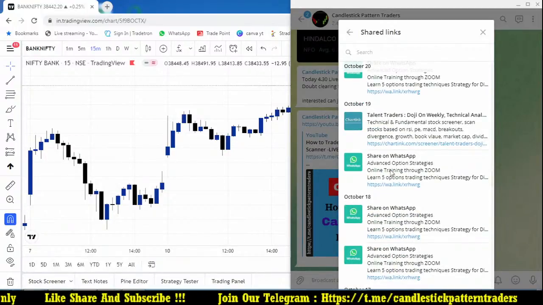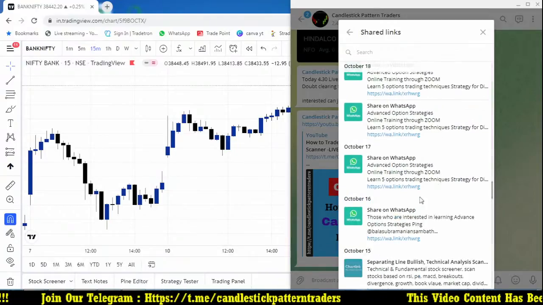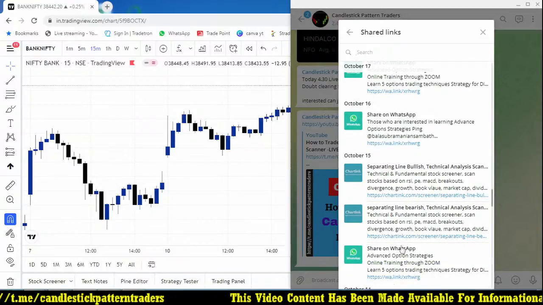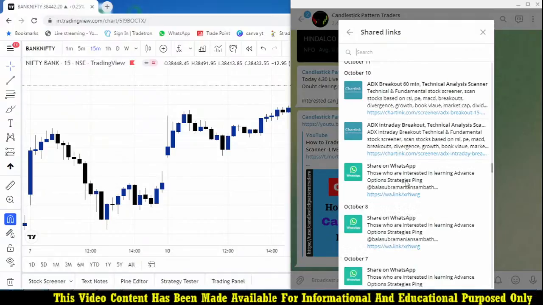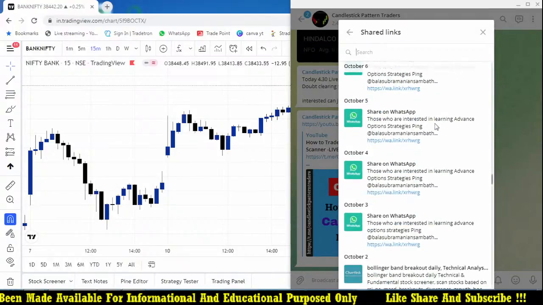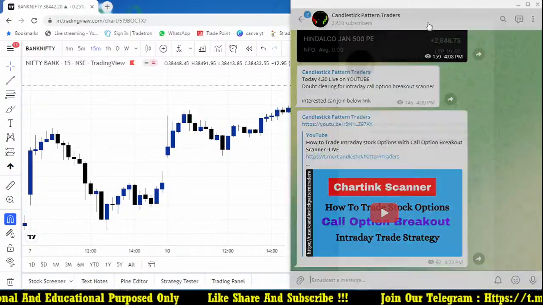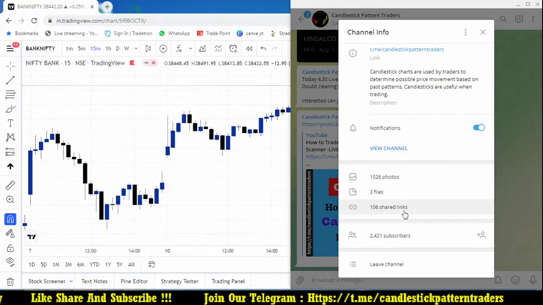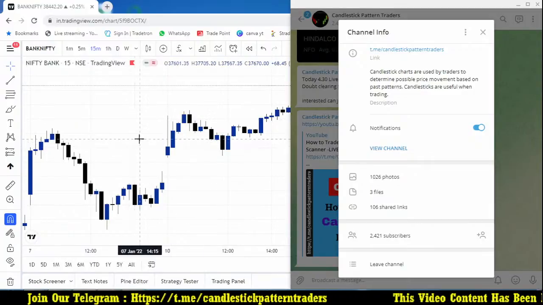Because the scanners which I created I have shared on my Telegram channel, you can search what you want exactly. Separating line, bullish candlestick pattern, bearish candlestick pattern. Most of the scanners, like ADX breakout 16 minutes, ADX intraday breakout, you can search there. Okay. So every scanner which I have updated, 106 shared links are there. Now I am going to show how to use that.